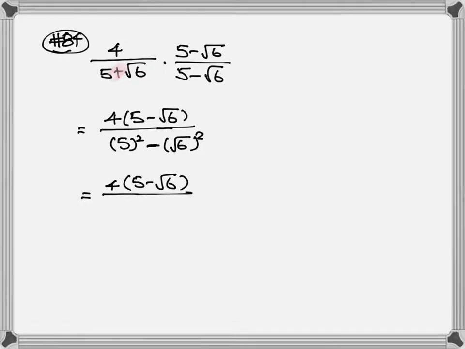So denominator 5 squared is 25 minus, every time you square a square root like this, just remember that no more square roots. You just write down whatever the number inside. So inside we have 6, so just write down 6. So here the answer will be 4 times 5 minus square root of 6 over 19.